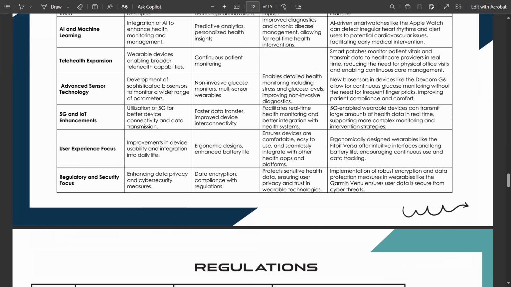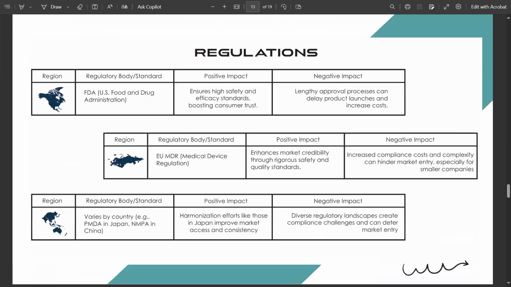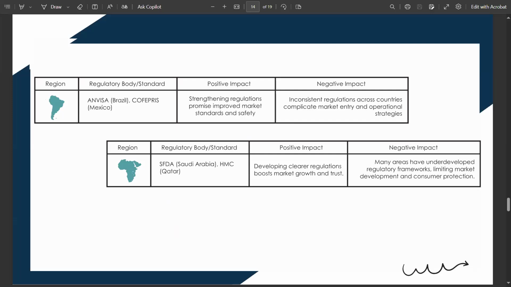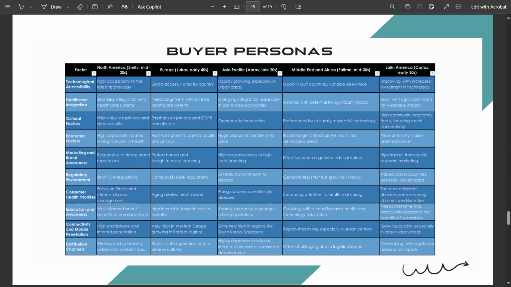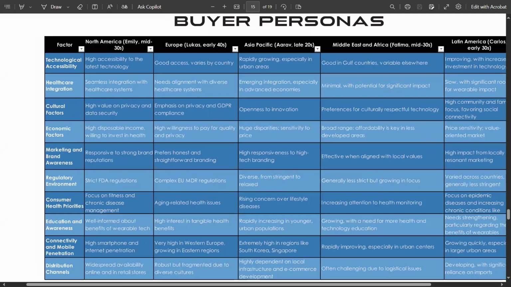I think we are running out of time, so I will just rush you through. I'll just show you the buyer personas that we have designed. Now, me and my team interviewed a lot of people from various regions, and based on the average answers, we have prepared buyer personas.